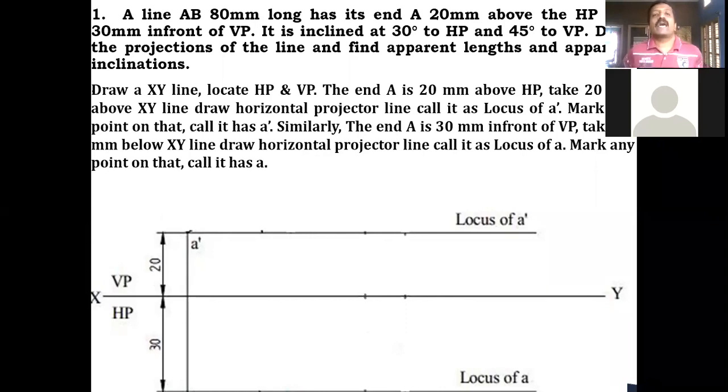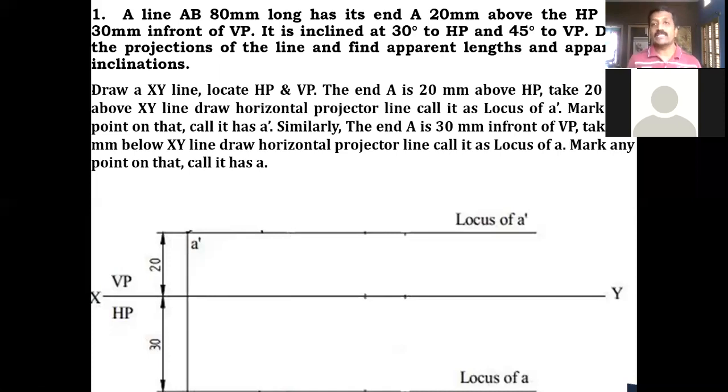Next, it is inclined at 30 degree to HP and 45 degree to VP. These are the true inclinations of your line. With respect to HP it is theta, theta is equal to 30 degree. You can make a note. And the inclination with respect to VP, phi, is 45 degree. You can write. These are the three data which he has given: true length is given, the true inclination with respect to HP, theta, is given, and the true inclination with respect to VP, phi, is given.